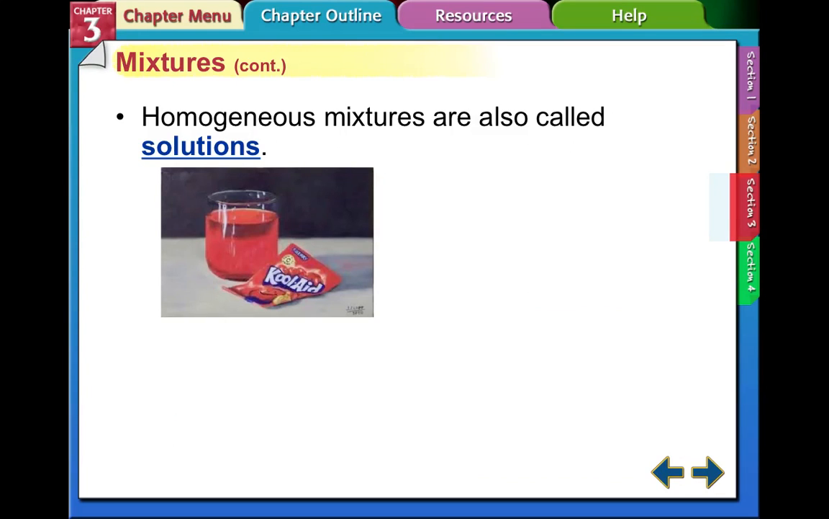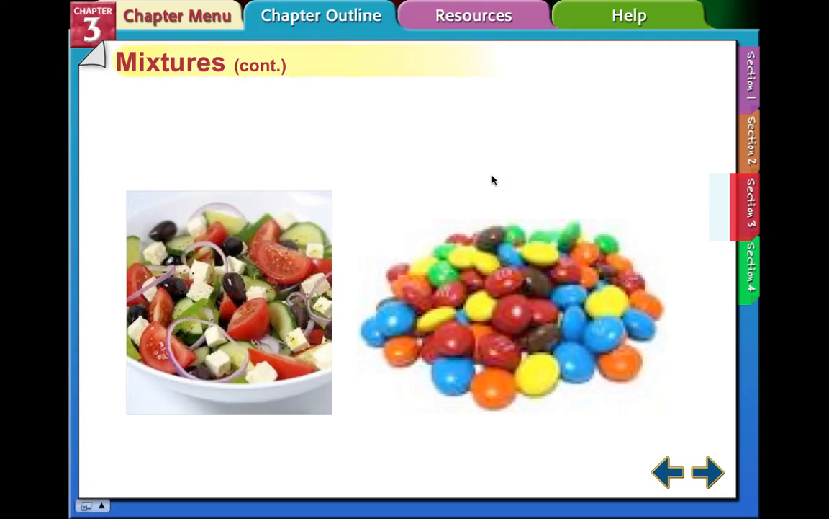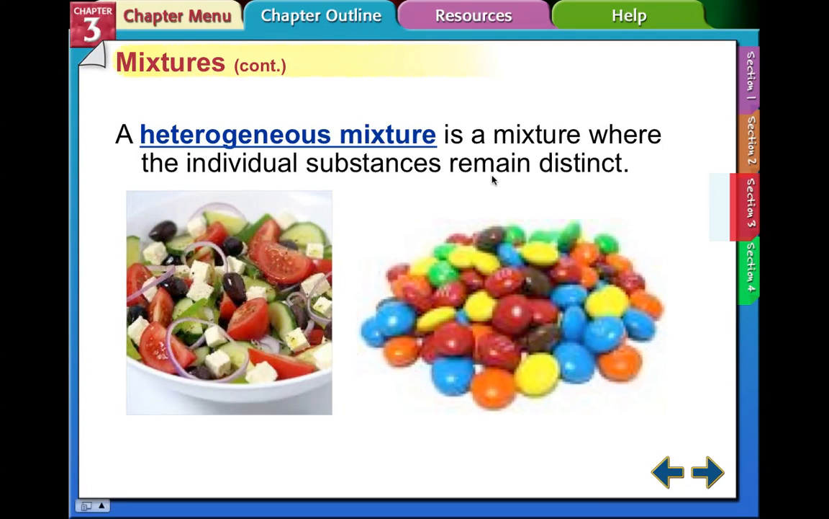A homogeneous mixture that is a liquid is called a solution. Here we have water, but we've added Kool-Aid to it, so that makes it a solution. Sugar water would be another example of a solution. These two pictures are pictures of heterogeneous mixtures. A heterogeneous mixture is a mixture where the individual substances remain distinct, so you can pick them out. So if you're eating the salad and you don't like tomatoes, you can go pull the tomatoes out. If you don't like the onions, you can pull the onions out. Over here, if you don't like the red M&Ms, you don't have to eat them because you can pick them out.